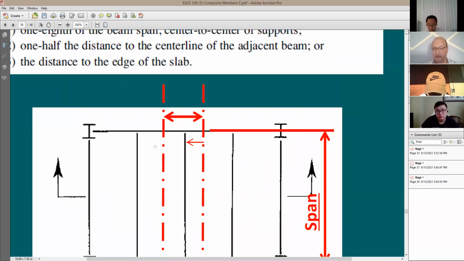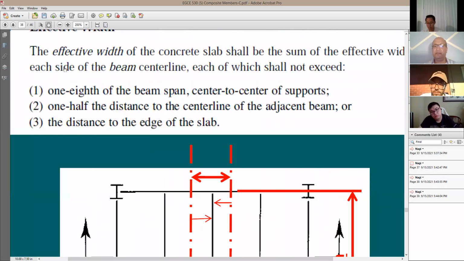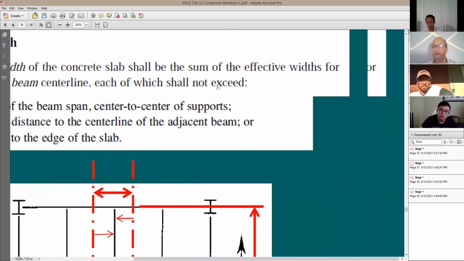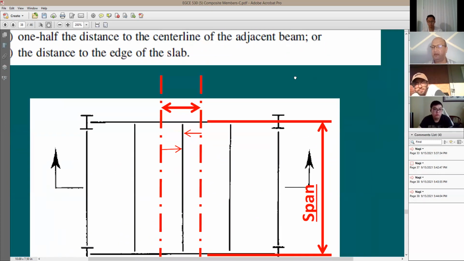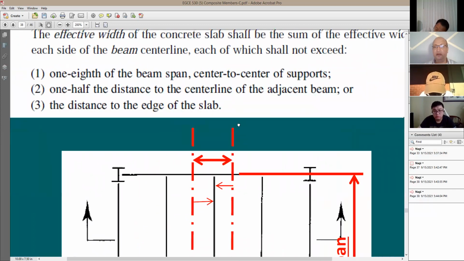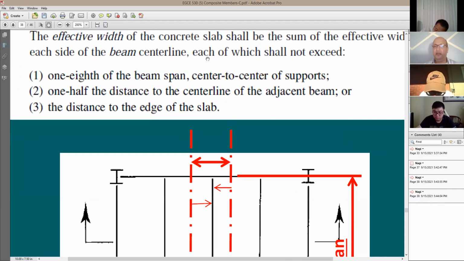So let me put another arrow from here to there. As it says here, this gives you the summation of the sum of effective width from each side, which means you need to find this out from this side, and also this one from this side, and just add them to each other. Each of which shall not exceed one of the three limits. So each one of these shall not go beyond one of the three limits.